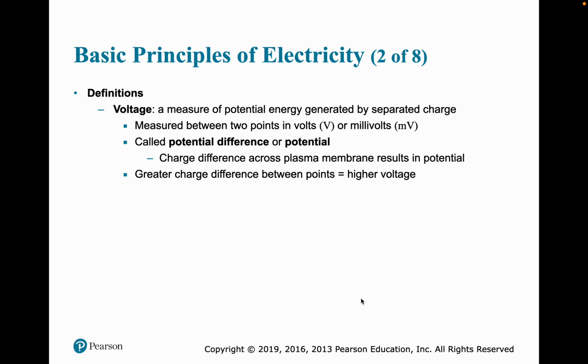So we need some definitions to go through. Hopefully this is review. Voltage is a potential energy. It's generated because charges are separated. It's measured between 2 points. If we were talking a full volt, it would be quite a bit of energy. If we were talking electricity, we might be using volts. But for cells, we're using millivolts. And we can also refer to it as a potential difference or potential. So a charge difference across the plasma membrane results in potential. The greater that charge difference between the 2 points, the higher the voltage.